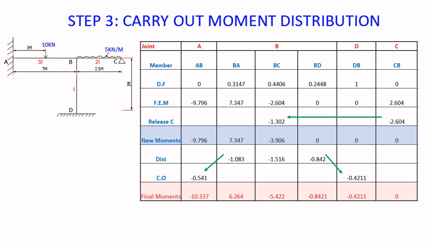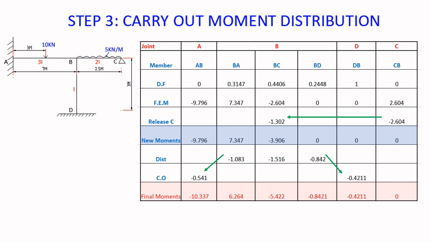The next thing you do is the carryover. So you do the carryover at the fixed end, that is AB. Half of 1.083 goes to end AB, that is negative 0.541, and half of 0.8421 goes to end DB as negative 0.4211. Finally, you do the final moments, and the final moments are as shown in the table.